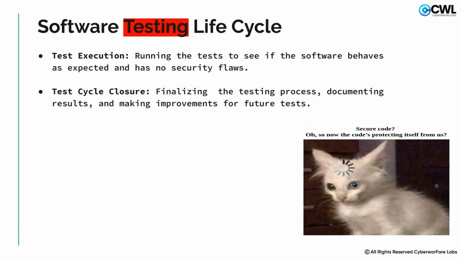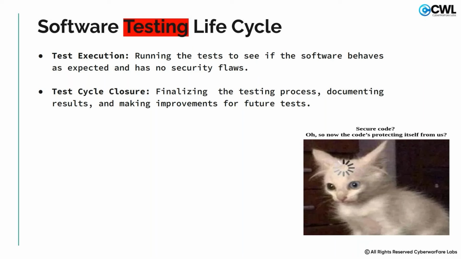So in test execution, we run the test, we see how the software behaves, and we see if we have any flaws or issues, and we document this process. So documentation plays a crucial role. We have to document everything when we are testing for flaws, so that we can use that later as a reference, and fix those issues. And we have test cycle closure, where we finalize the testing process, we present the documentation, and we suggest future improvements or future testing needs. So that is all about the software testing lifecycle.